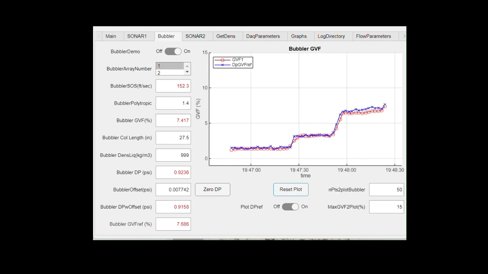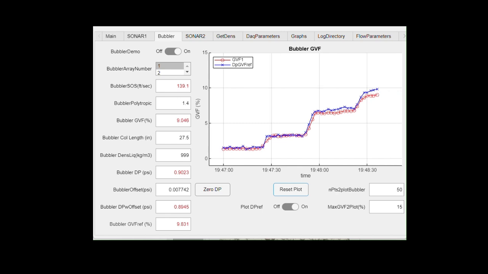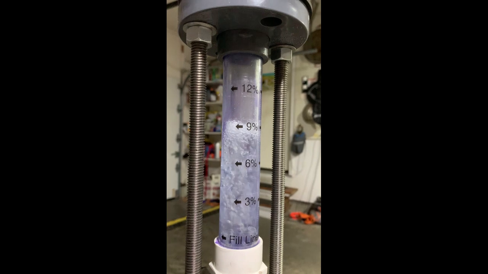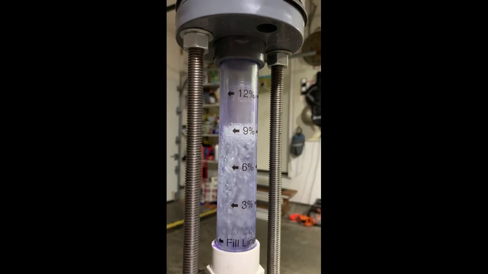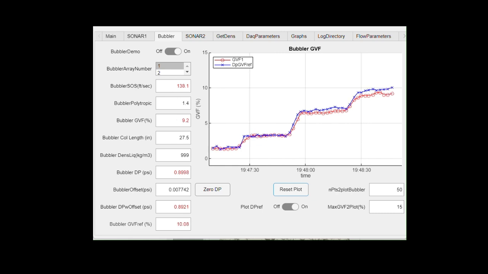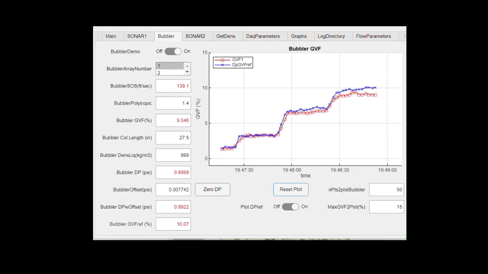And then we'll increase the level of injection further up to about 9%, a little short of 9%. And we're starting to see a little difference between the differential pressure-based measurement and the speed of sound measurement, but we are getting fairly large amounts of gas void fraction in the column at this point. So roughly a little less than 10% gas void fraction, and we'll increase it one more level here.